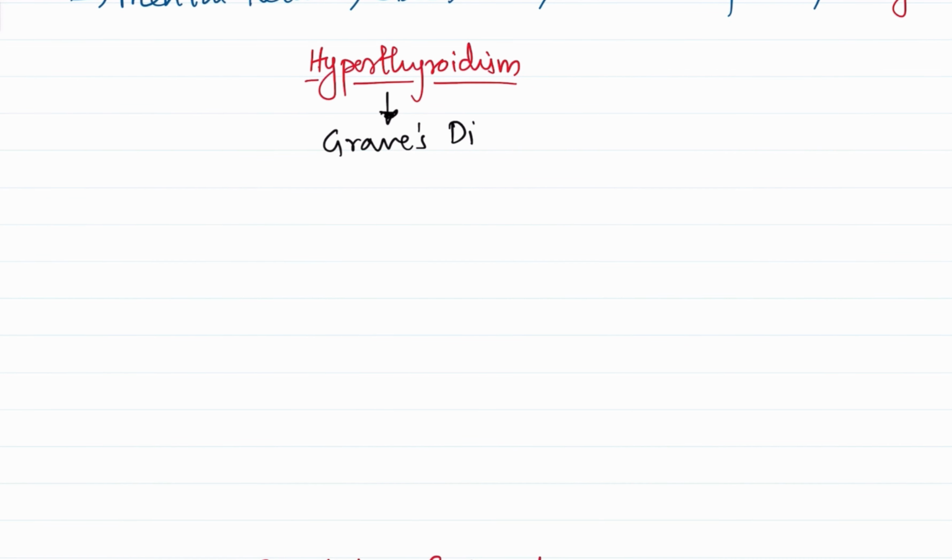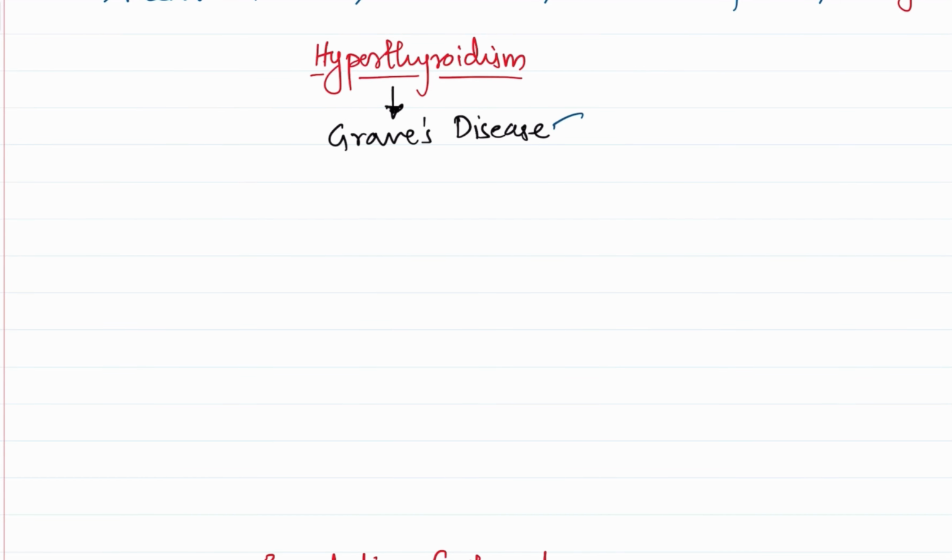So what is Graves' disease? In Graves' disease, we have TSH stimulating antibodies. It's an autoimmune condition where our body produces antibodies which mimic the function of TSH, thyroid stimulating hormone. And as a result, they will act on the thyroid gland. And as a consequence, there is going to be increased formation of T3 and T4.